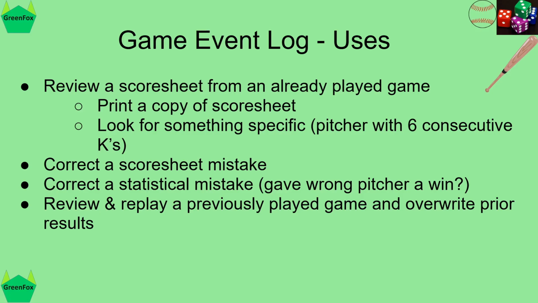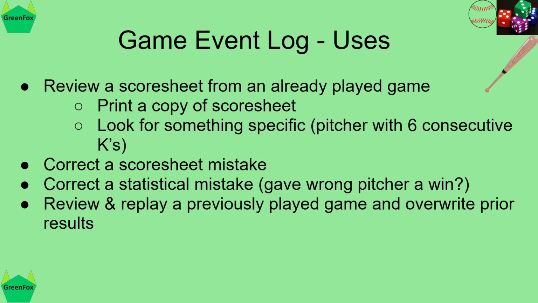Another reason to consider using the game event log is to correct a score sheet mistake. Maybe you realized a few games into your project that you weren't figuring out saves correctly, or wins or something like that. Or maybe you remember, hey, this happened a couple of times and I need to go fix this because I was doing it wrong. And you already saved your games, but this is a way to possibly fix those mistakes. So that talks about a statistical mistake.